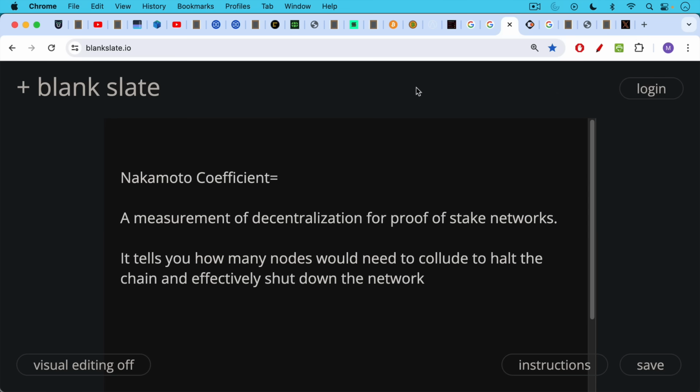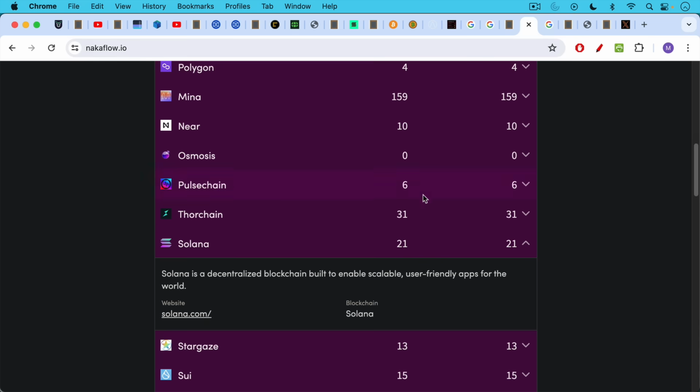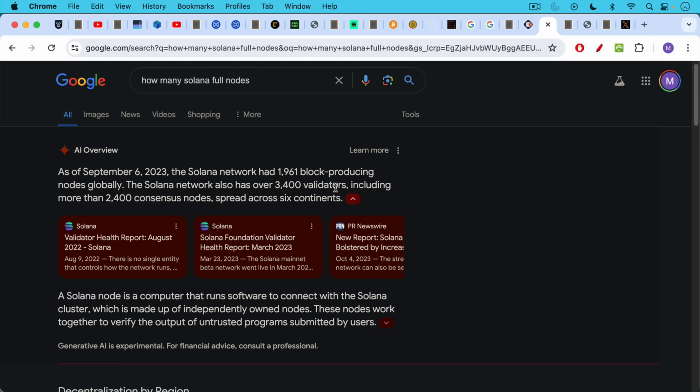Another thing to look at while we're at it is the Nakamoto coefficient. This is a measurement of decentralization. I believe it was invented by Balaji. It's a measurement of decentralization for proof of stake networks. And it tells you how many nodes would need to collude to halt the chain and effectively shut down the network. And in the case of Solana, it's only 21 nodes. 21 nodes out of approximately 1,961 block producing nodes.